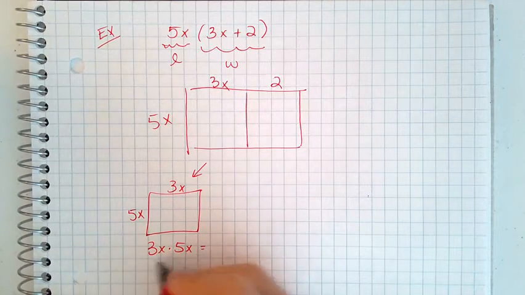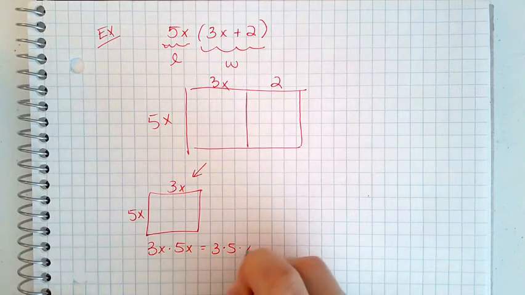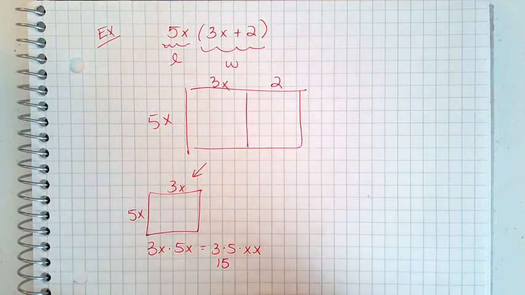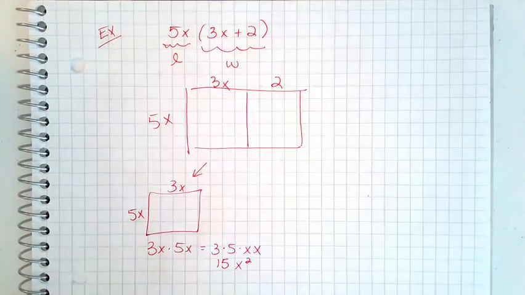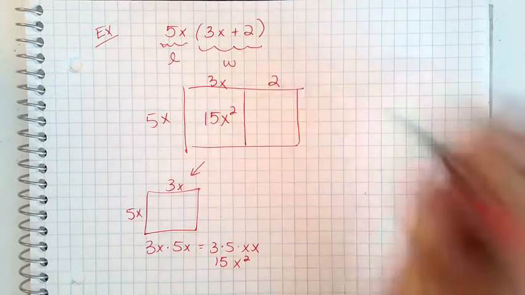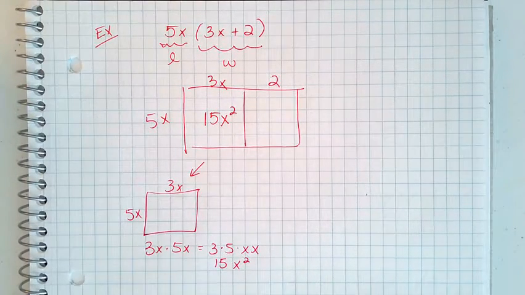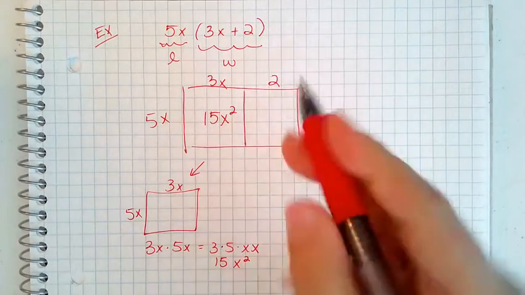And so we have 3x times 5x. Now, one way to write that is you group the numbers and then you group the variables. 3 times 5 is 15. X times x is x squared. So the area that goes in this is 15x squared. Okay, now you don't have to pull it apart. I just think it's really helpful to see what's actually going in this.